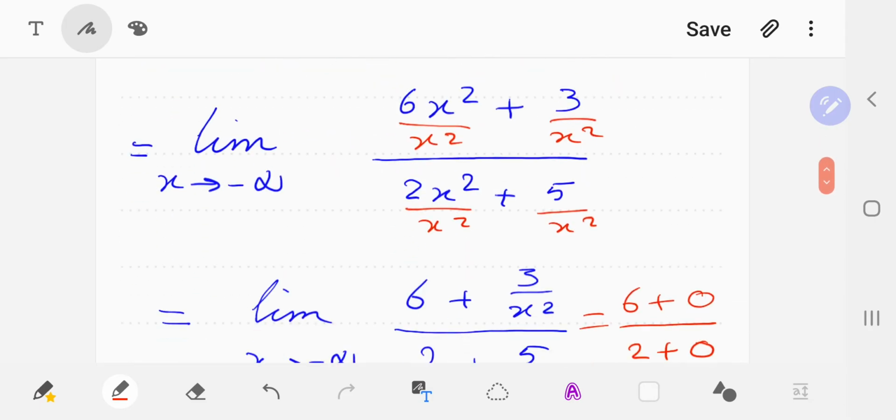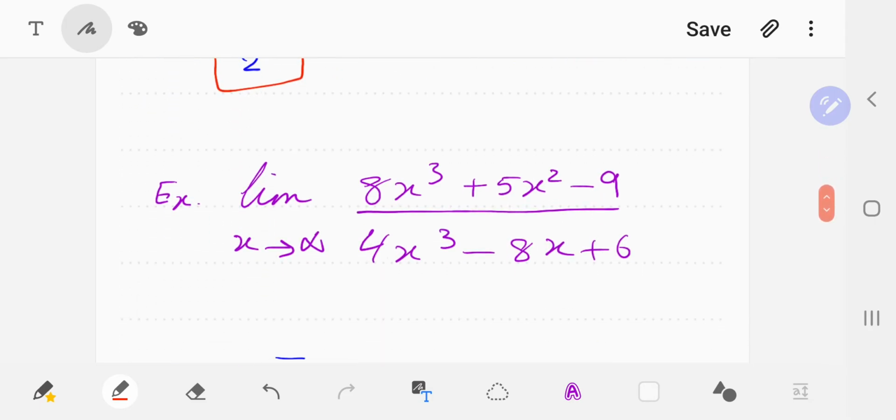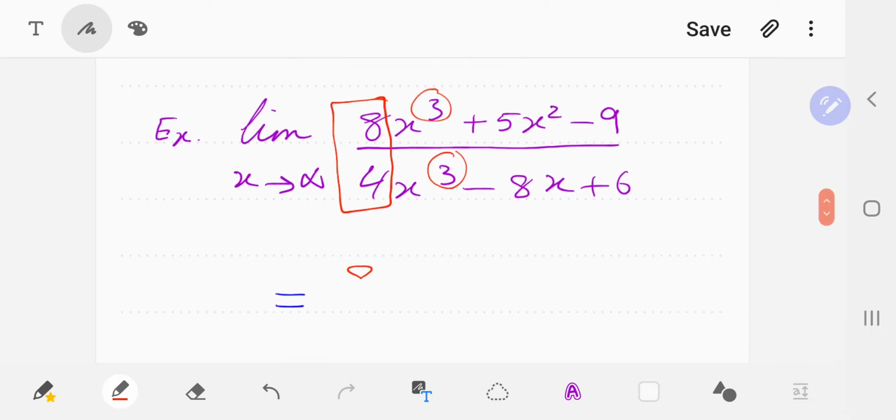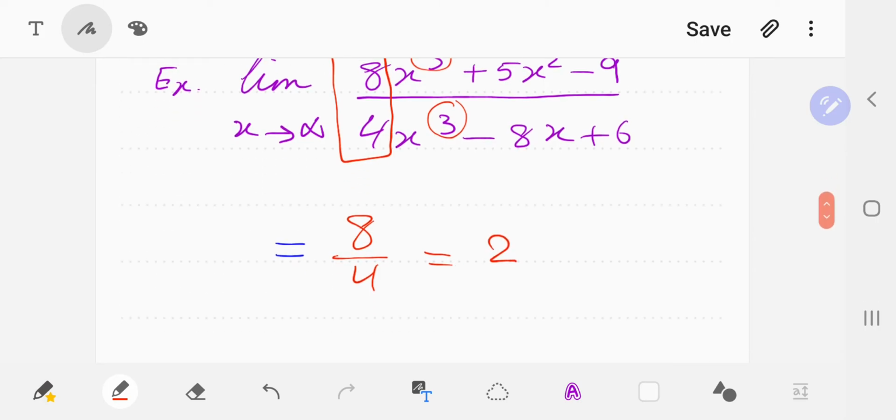So we can do this example very quickly actually. We have 8x cubed plus 5x squared over 4x cubed minus 8x. So the highest power is x cubed here. So what are the coefficients of x cubed? It's 8 over 4. So immediately the answer will be 8 over 4, which is 2.